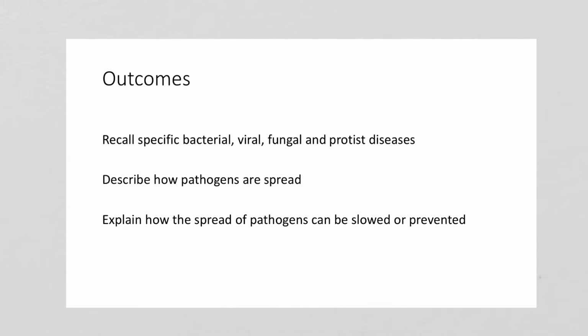The outcomes for today's lesson are to recall the 7 diseases that are on the AQA GCSE specification. There are 2 bacterial, 3 viral, 1 fungal, and 1 protist disease that you need to know. If you've done the homework from lesson 1, you already have a good head start on this and know what the 7 diseases are and the symptoms that they cause.